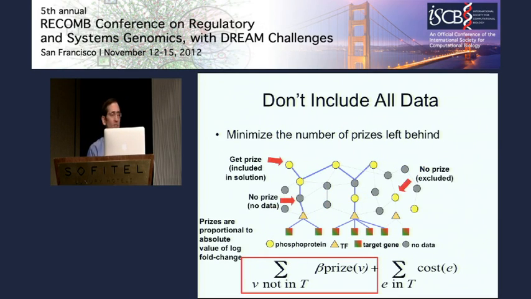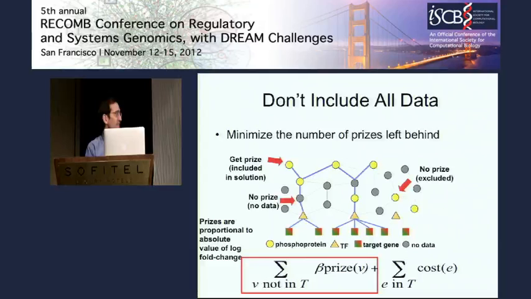The first term involves assigning prizes to every node in the network. And we assign a prize to a node in the network based on our confidence that it really was changing in the experiments that we conducted. So if a protein is strongly changing in the phosphoproteomic data, it gets a big prize. If it's marginal, it gets a small prize. Proteins for which we have no experimental data get no prize.